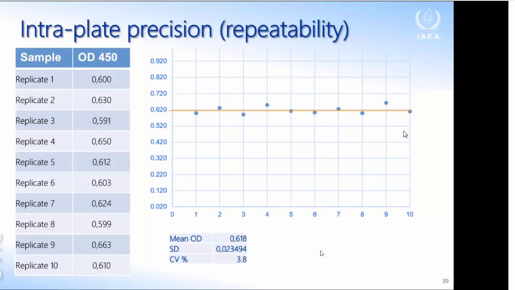I think I didn't mention, I didn't see on my slides, but for the intraplate precision or the repeatability, the acceptable value for the coefficient of variation should be below 15%, 10 to 15. So for reproducibility it's a bit higher, but for intraplate precision the requirements are a bit lower. But in this example here we can see that it's way below 10%.